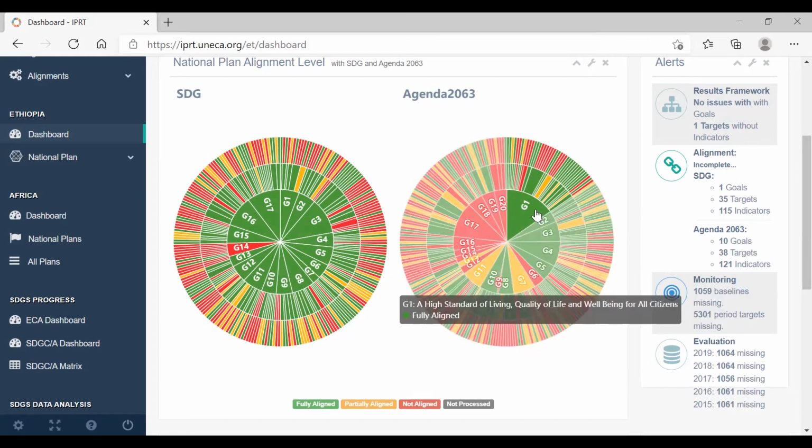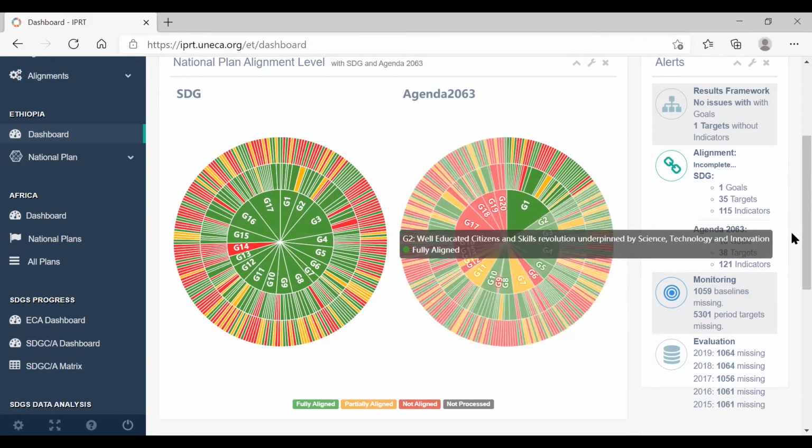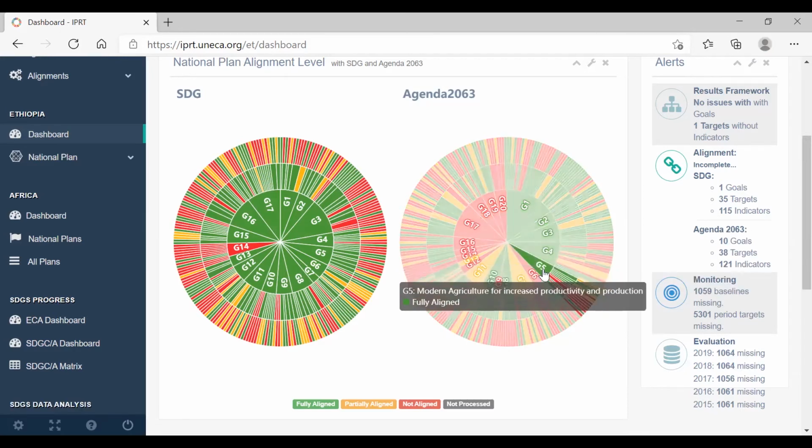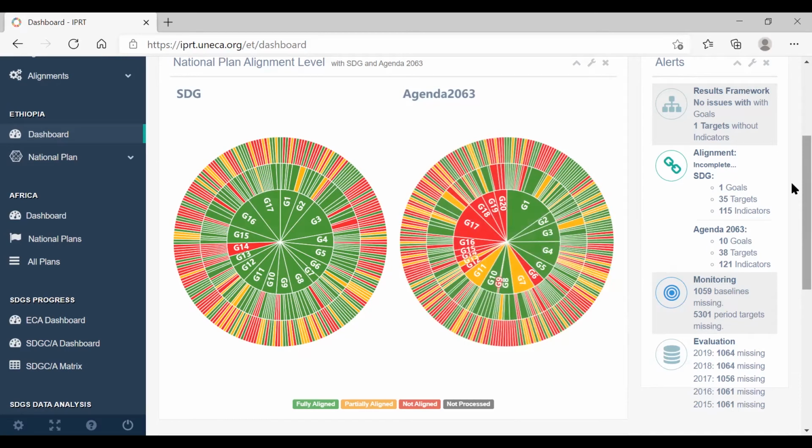Right? So goal number 1 is fully aligned. And also goal number 2, goal number 3, goal number 4, goal number 5, and goal number 8 and 10 are fully aligned with Agenda 2063. The rest are not. Goal 11 and goal 7 are partially aligned.